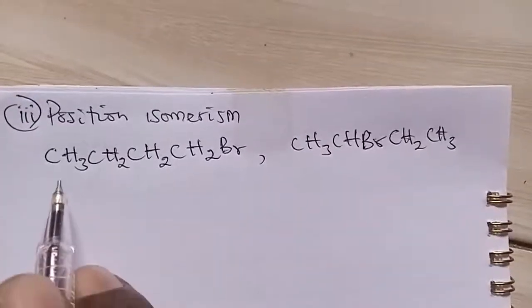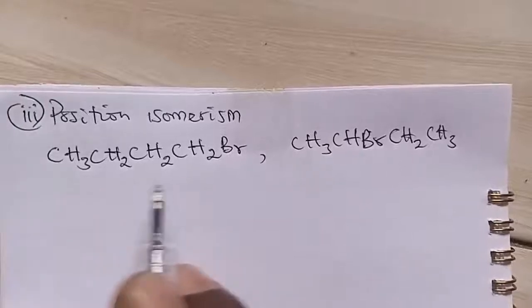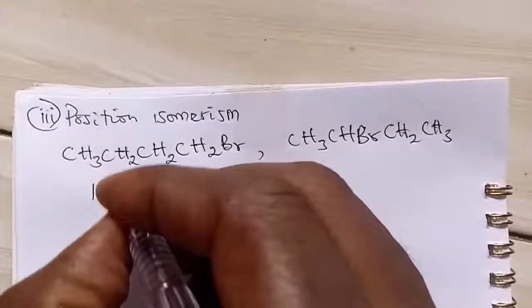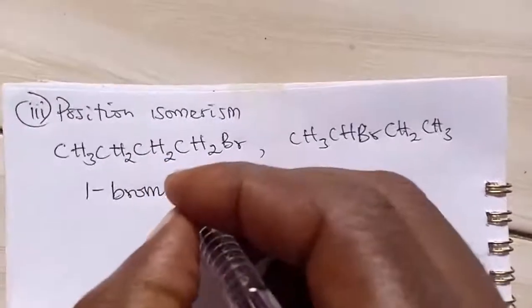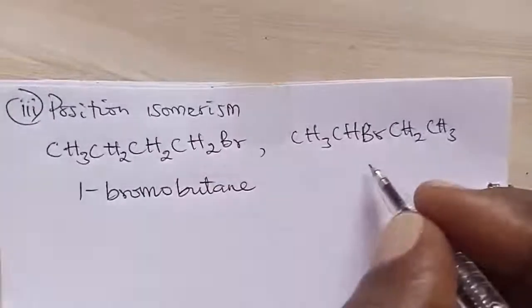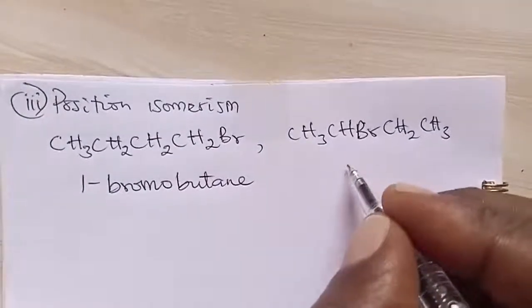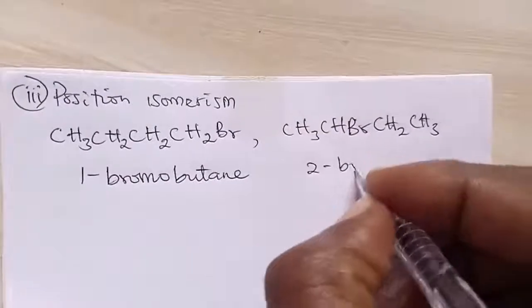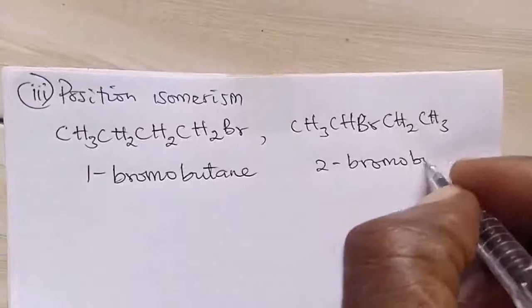So here, the name is 1-bromobutane. That's here. But for here now, it is 2-bromobutane. So that is just positional isomerism.